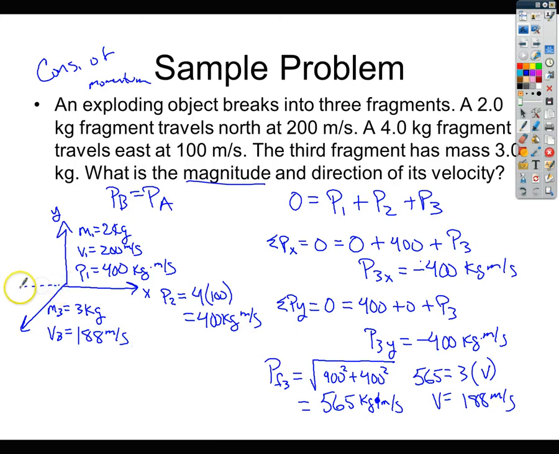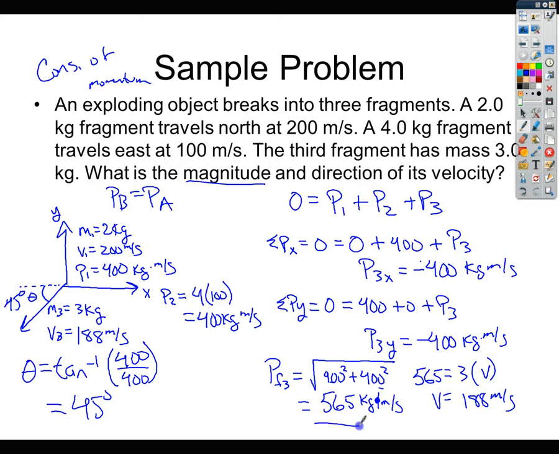Specifically, what I'm trying to do is find the angle that I make with the horizontal. To do that, I can just say that the angle would be equal to the inverse tangent of the y momentum over the x momentum. Notice that our y momentum is 400, our x momentum is also 400, so I've got 400 divided by 400, which is 1, and the inverse tangent of 1 is 45 degrees, and so that would be my direction. 565 is the momentum. We know that the velocity is 188 meters per second at 45 degrees south of west. And that is the end of that more complicated problem.